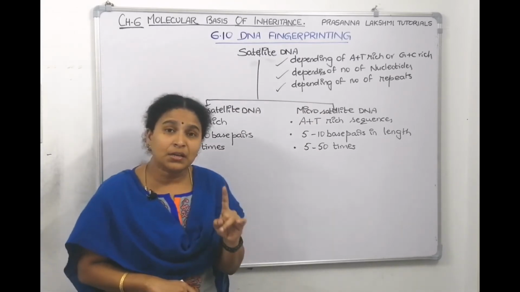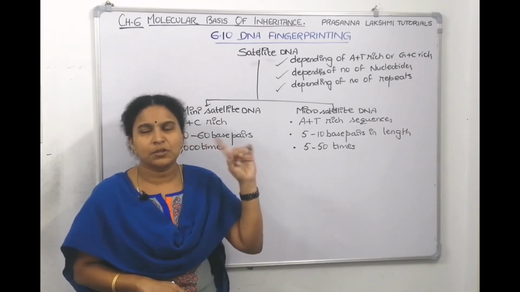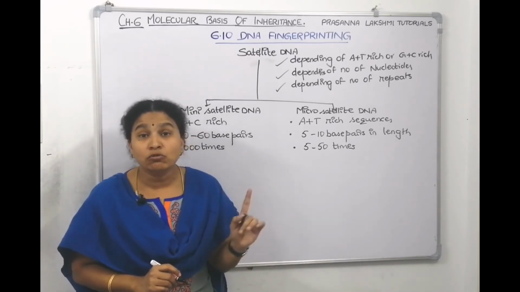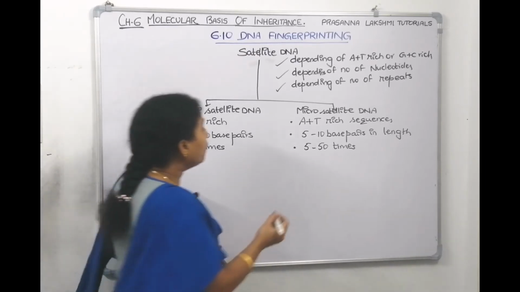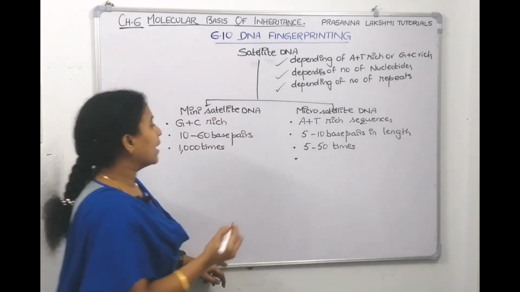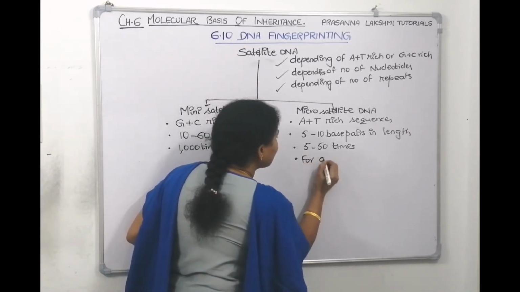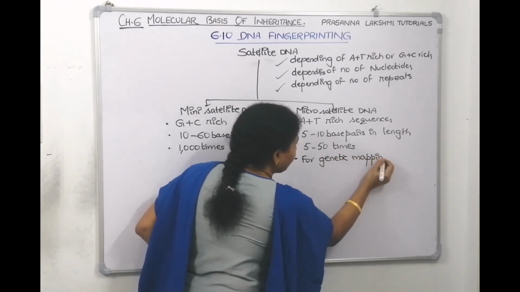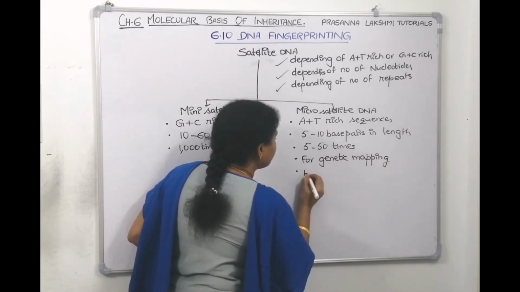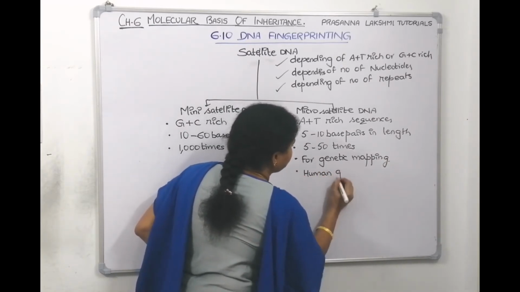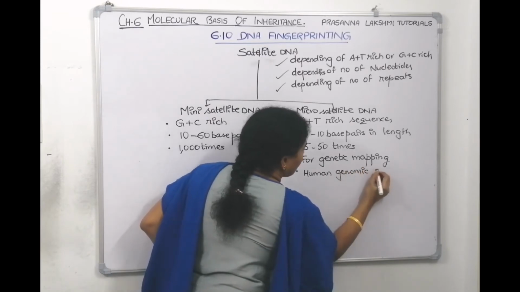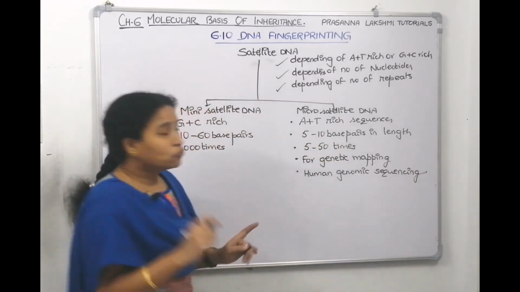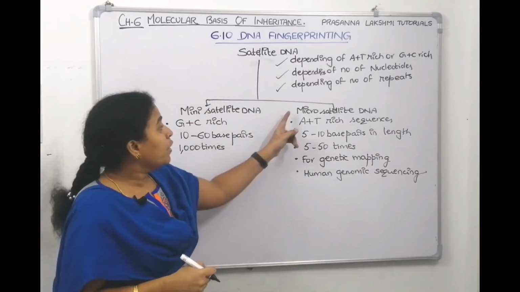And if you remember the human genome project, we told that microsatellites are used for genetic mapping. So where do we use microsatellites? Microsatellites are used for genetic mapping and they are used for human genome sequencing.